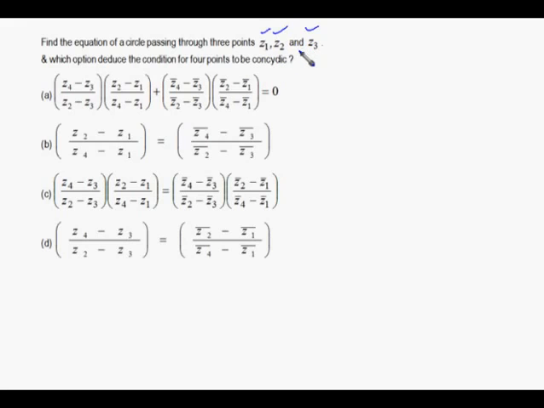So the way to do this problem is that, first of all, if we are able to find the equation of the circle that contains these 3 points, then all that I would need to do in the end would be to put the fourth point into that equation in place of the z to find the condition for the fourth point to be concyclic with these 3 points. I hope I have made myself clear. Let's move on to finding the equation of the circle that passes through these 3 points first.